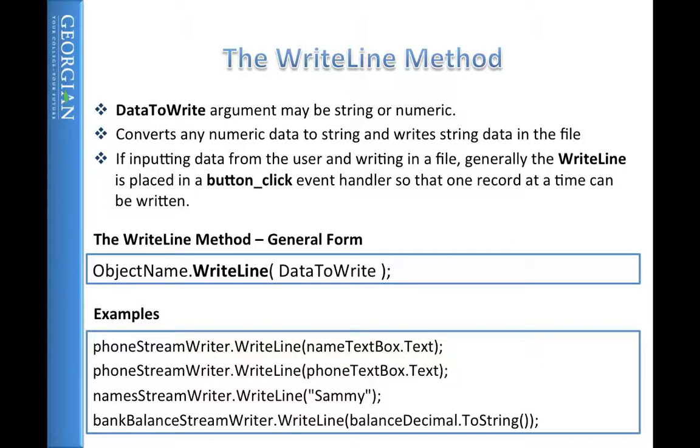But usually what we want to do is, let's say there's some kind of button click event that's going to make us save the file, like for example, the save button. We're going to use the WriteLine method, and then whatever the data to write is, we're going to send to the file.